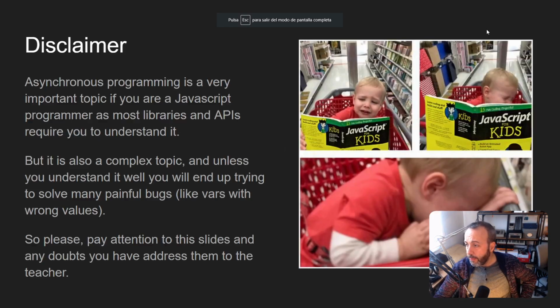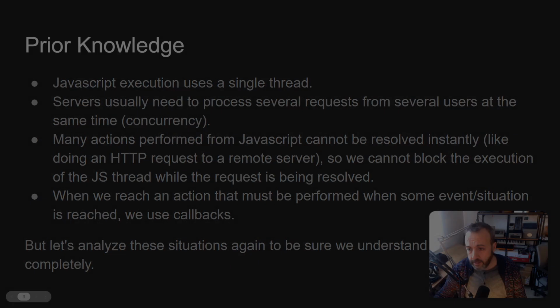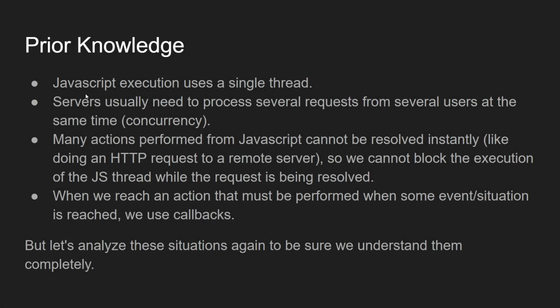Okay, so this is an important topic. It's complicated. Some prior knowledge that I expect from you: JavaScript is single-threaded. That means that you cannot block the execution and you cannot execute two things at the same time. This is not exactly true. You can execute two things at the same time, but under some specific conditions, and you don't share the same context, and it's very complicated. So for now, we assume that we only have one execution flow of JavaScript.